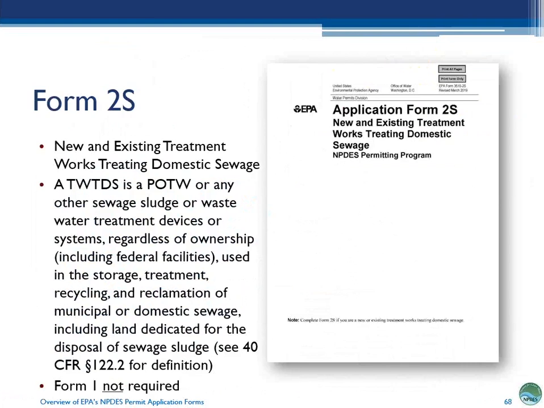That brings us to our last form, Form 2S. Form 2S applies to new and existing treatment works treating domestic sewage. A treatment works treating domestic sewage is a POTW or any other sewage, sludge, or wastewater treatment devices or systems, regardless of ownership, including federal facilities, used in the storage, treatment, recycling, and reclamation of municipal or domestic sewage, including land dedicated for the disposal of sewage sludge. Because Form 2S includes similar basic information requirements, applicants submitting Form 2S are not required to submit Form 1.